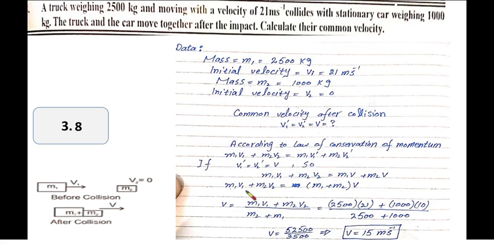bracket. We separate the common velocity, this velocity, and here we get this term, and we put all the values in this term. Here we get the common velocity. We calculate this term and get the velocity, which is 15 meter per second. This is the whole question.